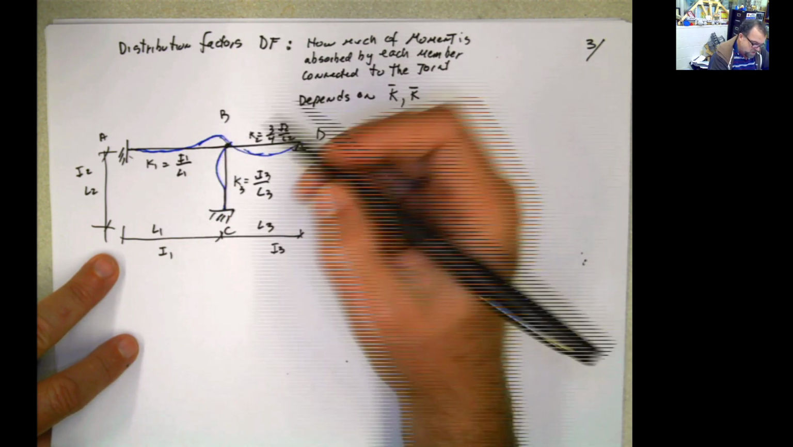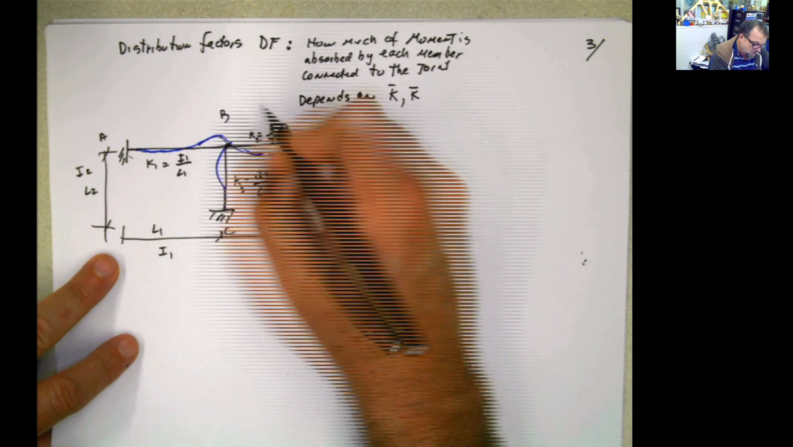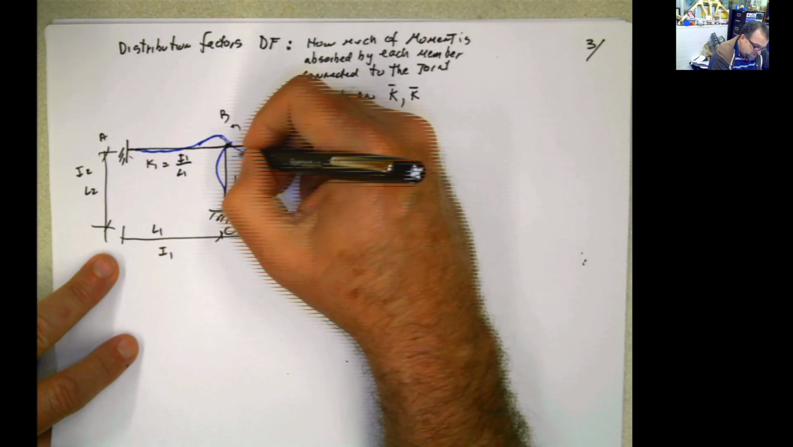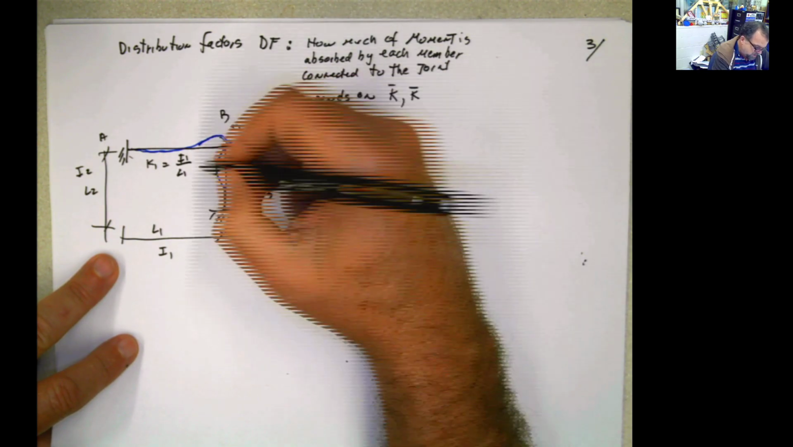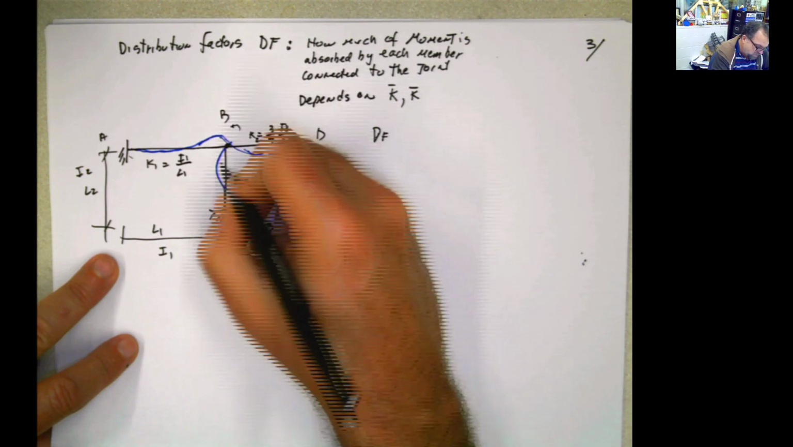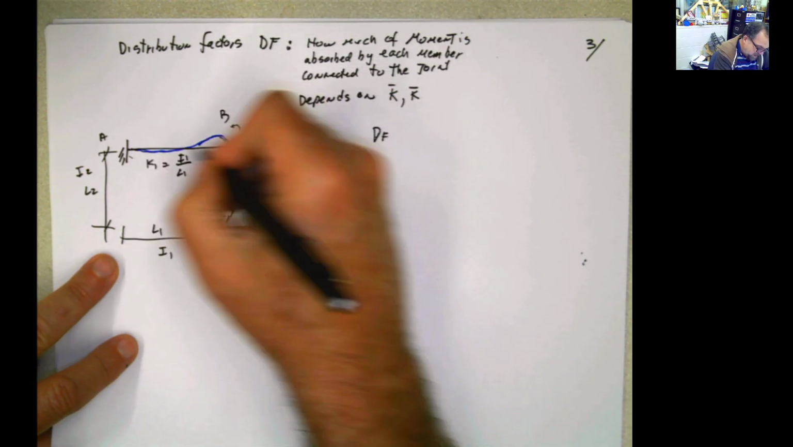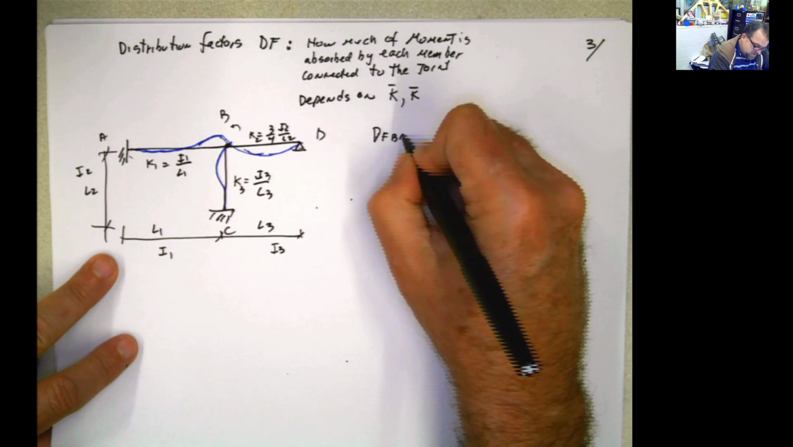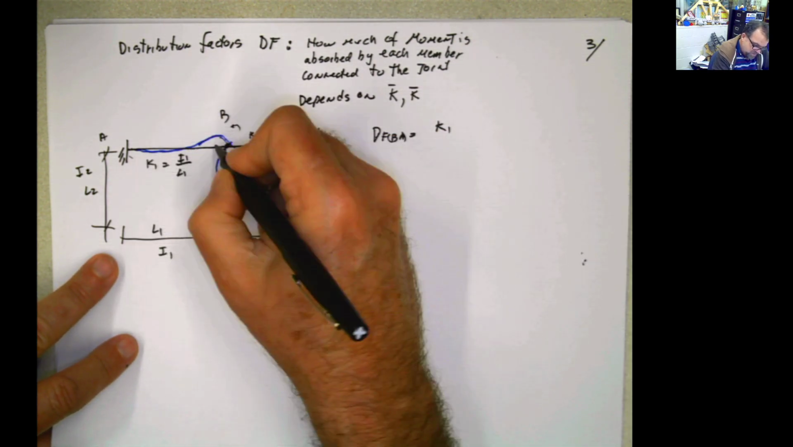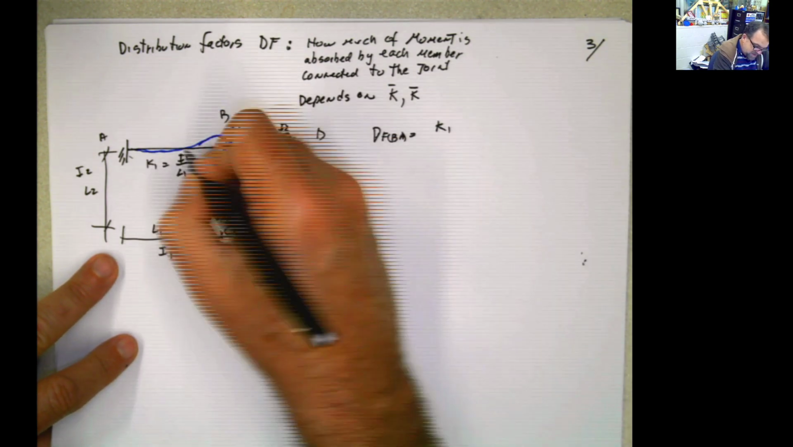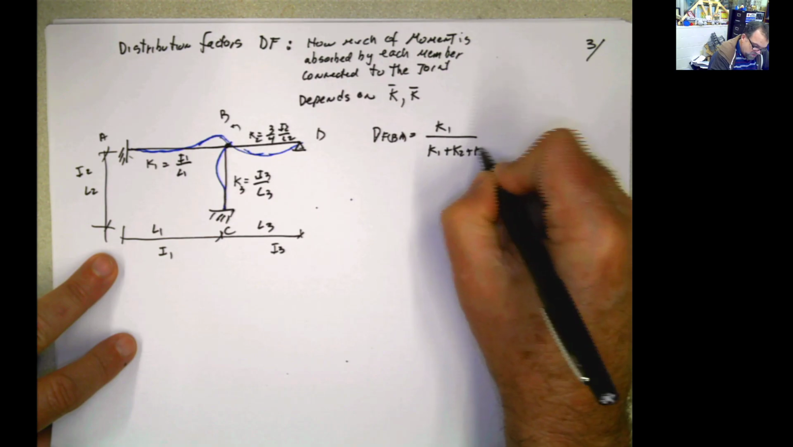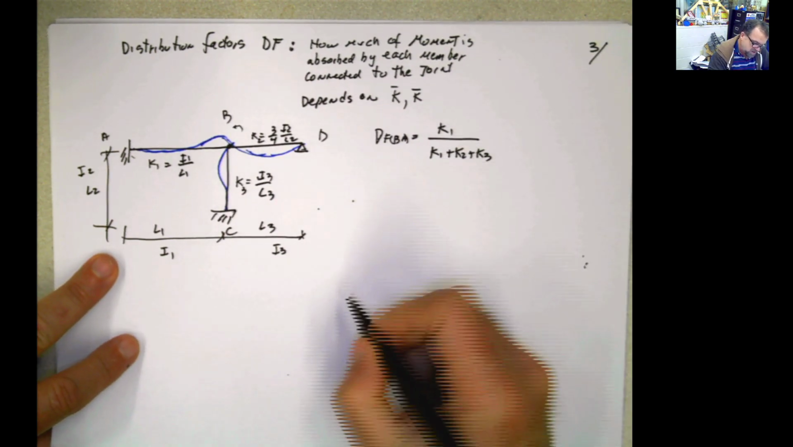joint. If I want to know how much of this moment that I'm going to put here somewhere is going to be distributed here on each one of them, then you can calculate the distribution factor for BA, which will be K1 over, how much stiff is this compared with the total stiffness of the joint. That will be the distribution factor.